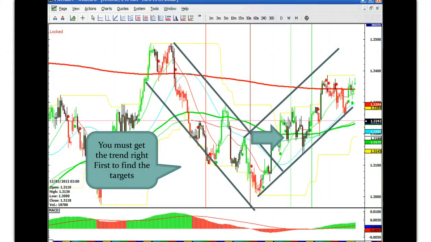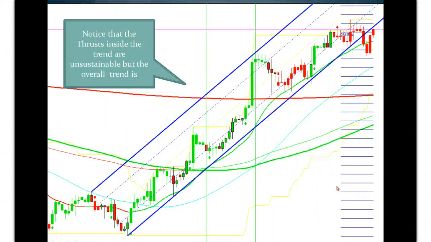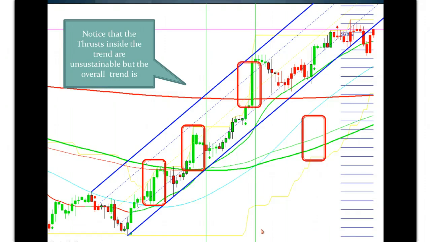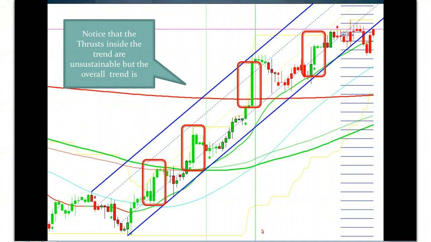See that? All right. So the thrusts inside that trend are all unsustainable, but the trend is sustainable. You can see that right here. That's an unsustainable thrust. There's an unsustainable thrust. There's an unsustainable thrust. Those are. Why did those happen? All right. Let me show you.